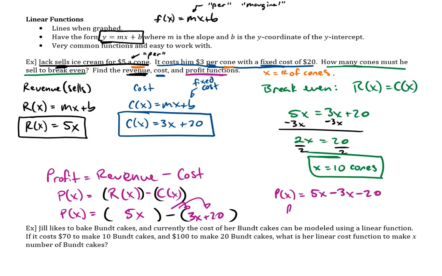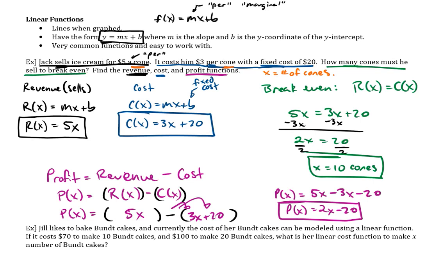And then 5x minus 3x we can combine to make 2x. So the profit function is 2x minus 20. That means we could plug in the x value for a number of cones and see what the profit would be for however many get sold. Okay, so this is linear.